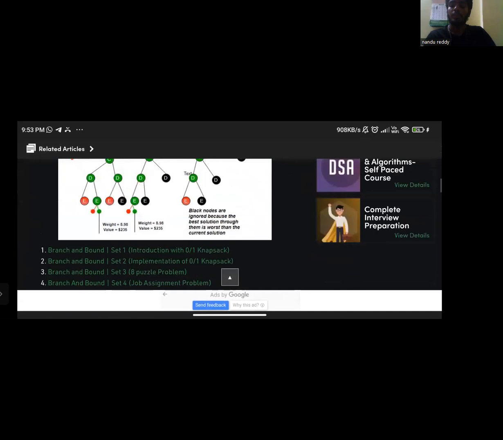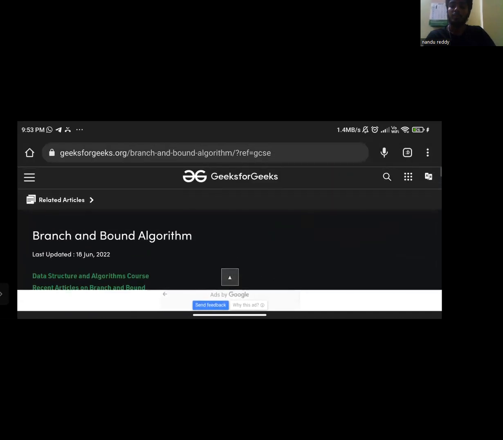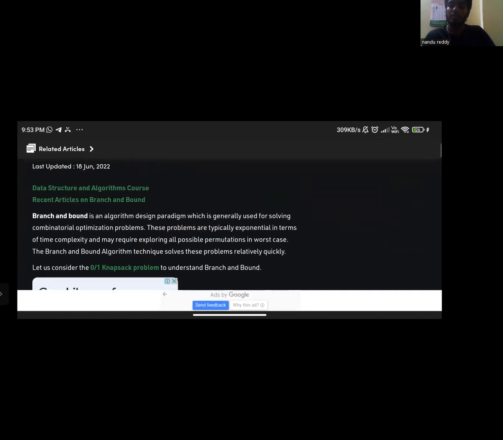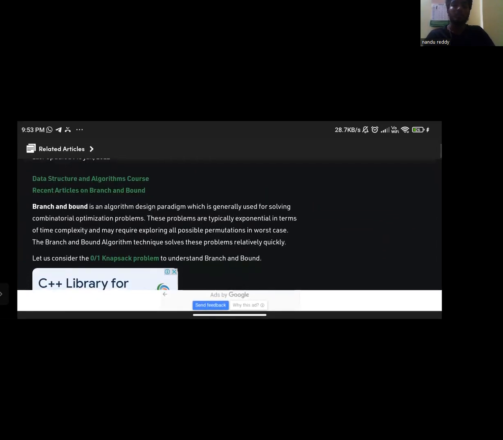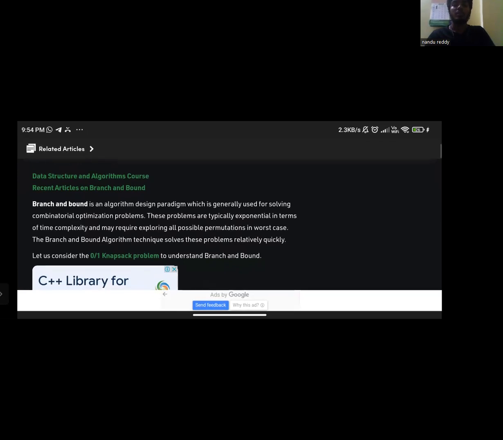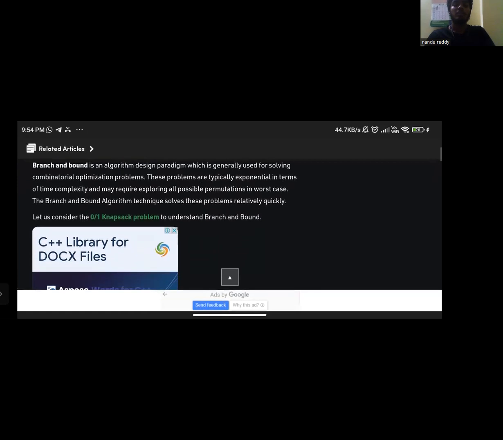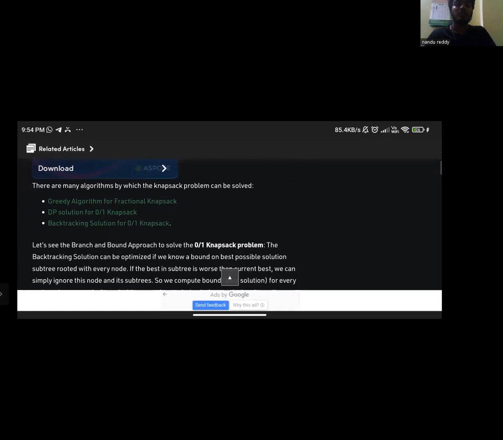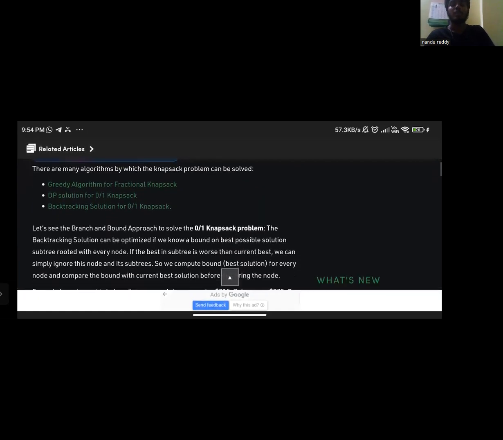Okay, what is meant by branch and bound? Branch and bound is an algorithm design paradigm which is generally used for solving combinatorial problems. These problems are typically exponential in terms of time complexity and may require exploring all possible permutations in the worst case. The branch and bound technique solves the problem related to, let us consider, the 0-1 knapsack problem.